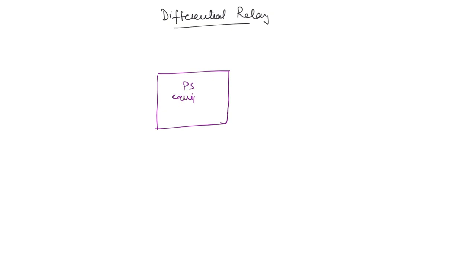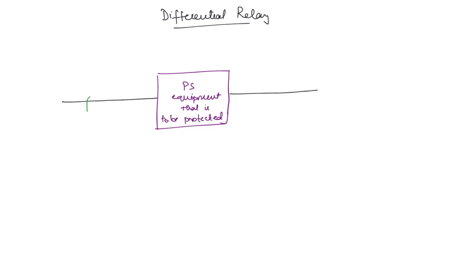Differential relay. So here what is going to happen, let us say there is some equipment that needs to be protected. This is the power system equipment that is to be protected. So the power line is going to be like this.